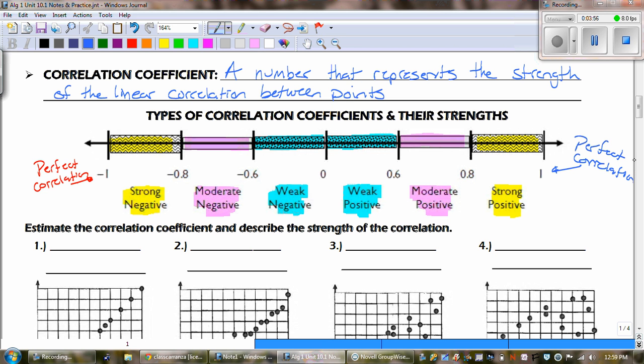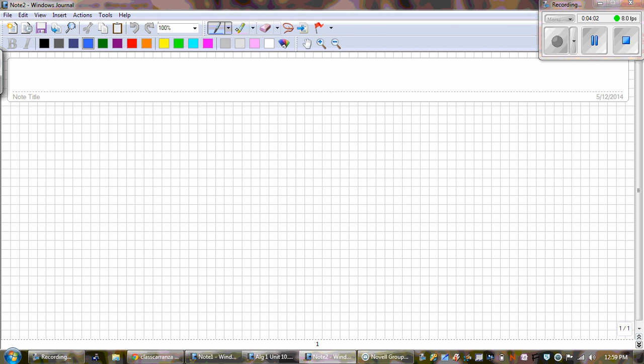Now, this might be a little bit confusing, so if you want to write it in a different way, let me show you. We can have perfect correlation, and with perfect correlation, it's always going to be 1. Whether it's a +1 or a -1 is determined by the graph. If it's going to be strong correlation, that means it's going to be between 0.8 and 0.9, or let's just say 0.9.